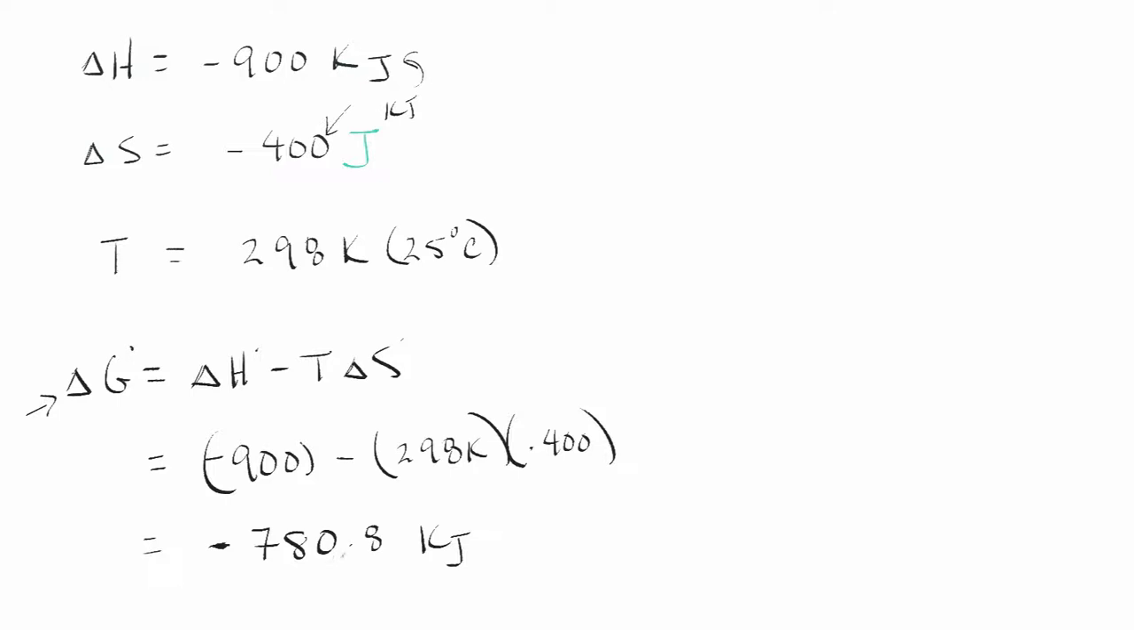And this is actually good because our delta G for this particular reaction is negative. And because it's negative, that means that the reaction will, in fact, be spontaneous. So it's a very, very important concept to understand, this construct right there.